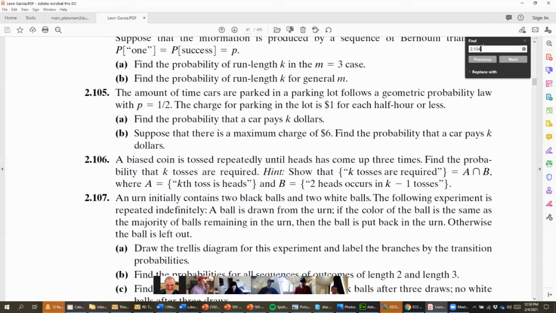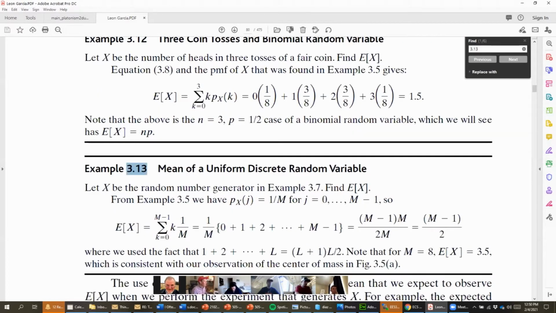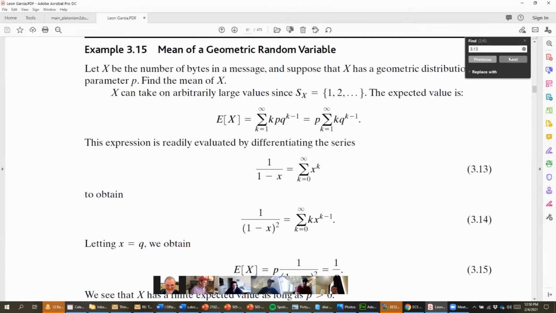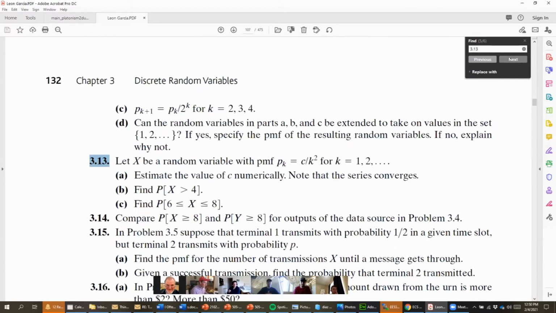What's the next one then? 313. This is the one we had a controversy on, right? Okay, we'll save this for next time. And then the next one was what? 426.